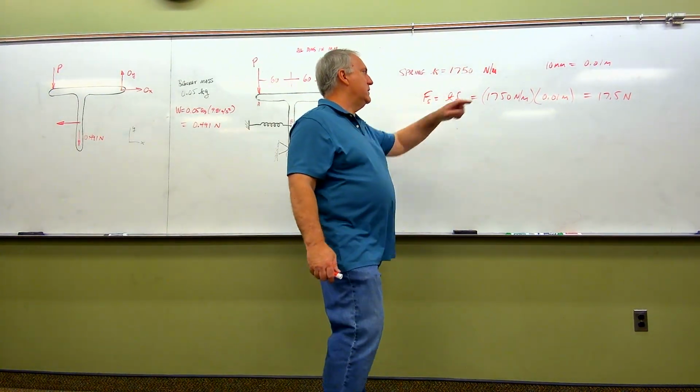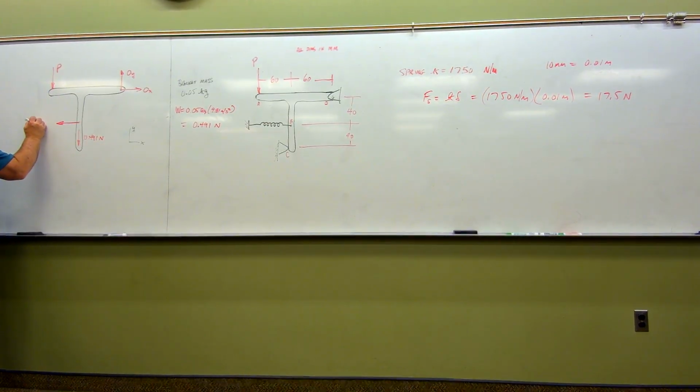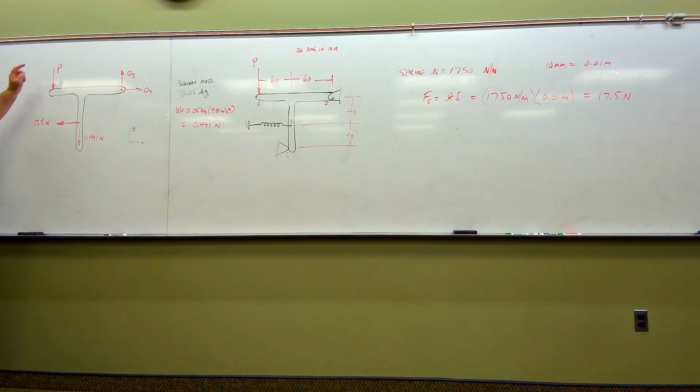So okay, whatever, 17.5. So over here, we know that this force is 17.5 newtons. So again, let's think about this. Applied force, weight, spring force, OX, OY, the pin force. Folks, if the free body diagram that you wrote on your paper looks like that and stops right there, your free body diagram is correct.